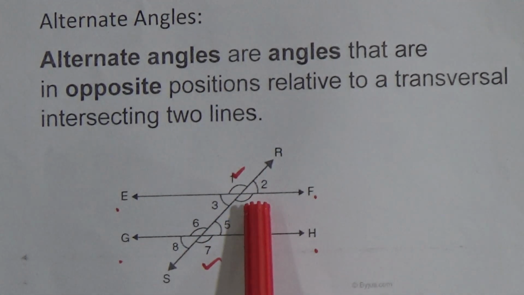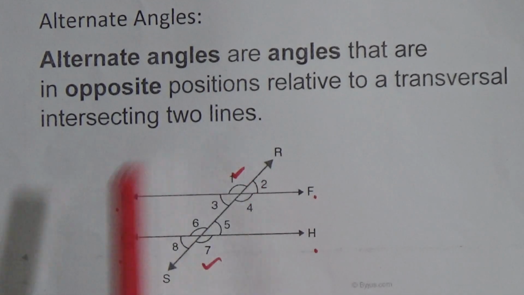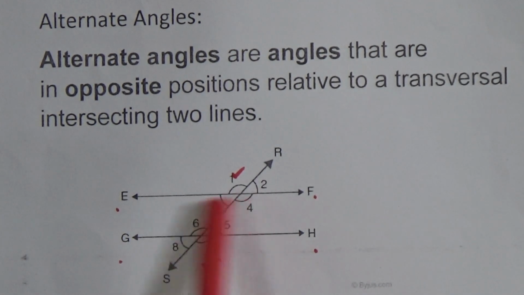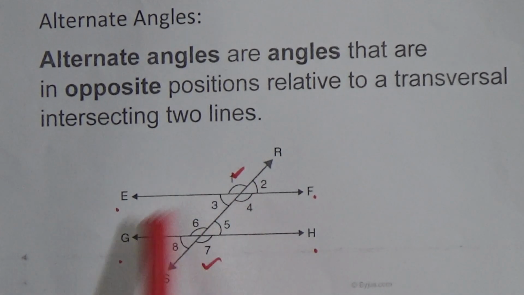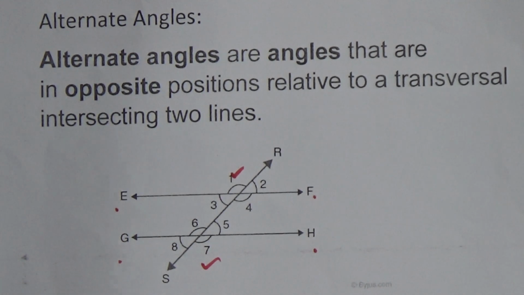Now see angle 4. Angle 4 means this angle. Angle 6 is this angle. So these two angles are also opposite to the transversal. So these two are alternate angles. Dear students, if you notice here, you will see two types of alternate angles. The first one is internal or interior alternate angles.